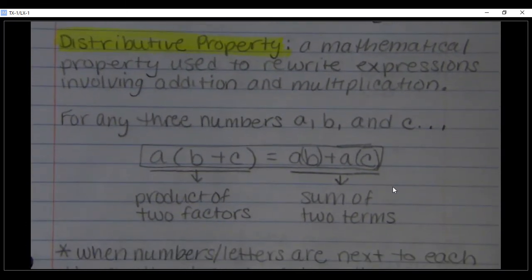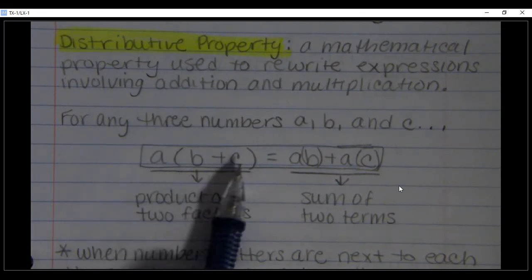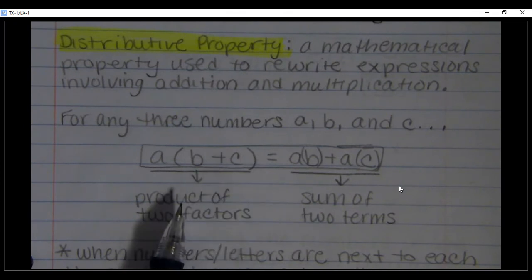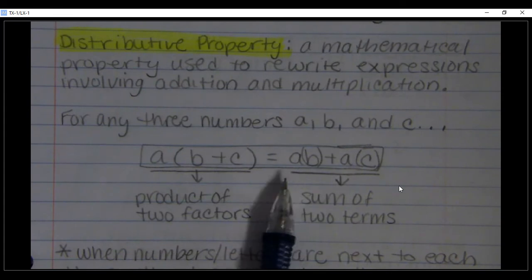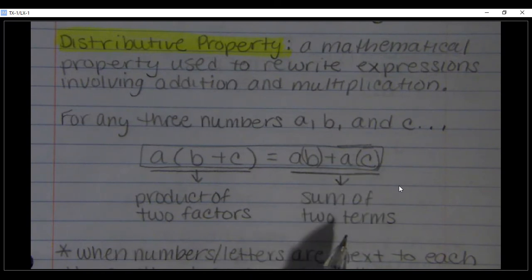For any three numbers A, B, and C, so that means you can put literally any number in for A, any number in for B, and literally any number in for C. When you have A(B + C), which is the product of two factors, it is also equal to A times B plus A times C, which is the sum of two terms. So that can be a lot of big words at once.